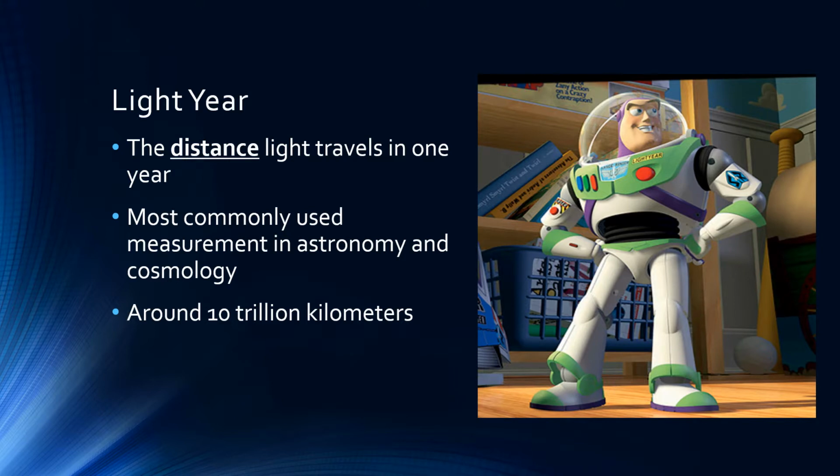When we're measuring distances out to galaxies in the universe, we use what's called a light year. A light year is the distance light travels in 1 year. It's around 10 trillion kilometers. Again, a light year is the distance light travels in 1 year.